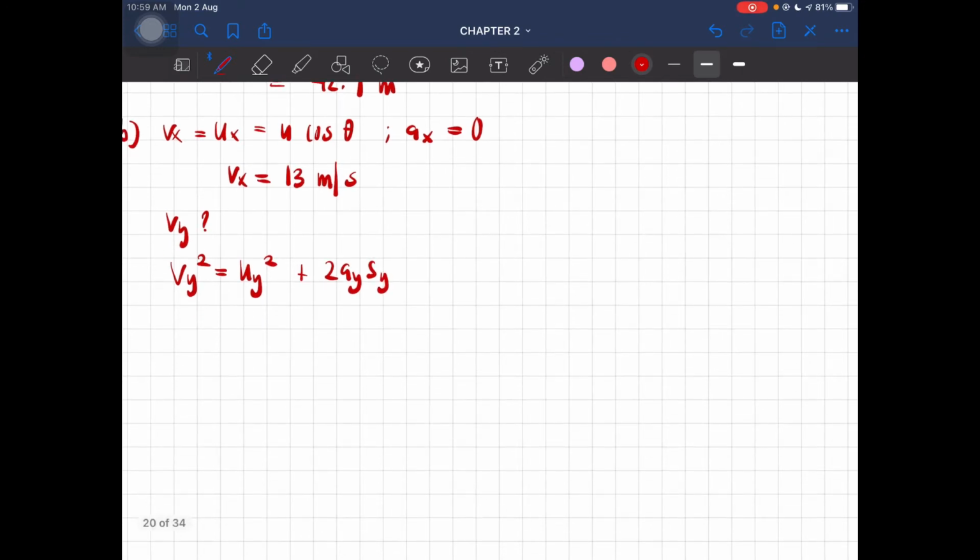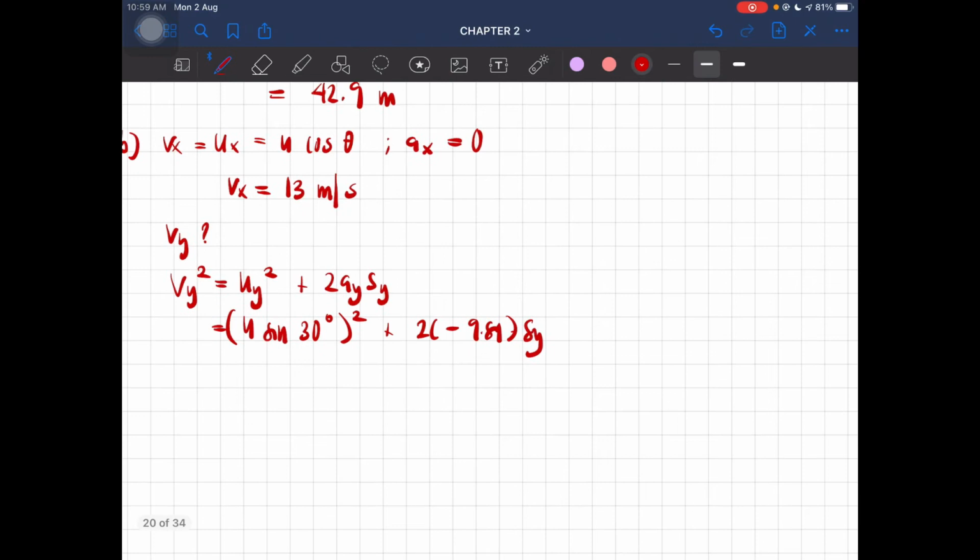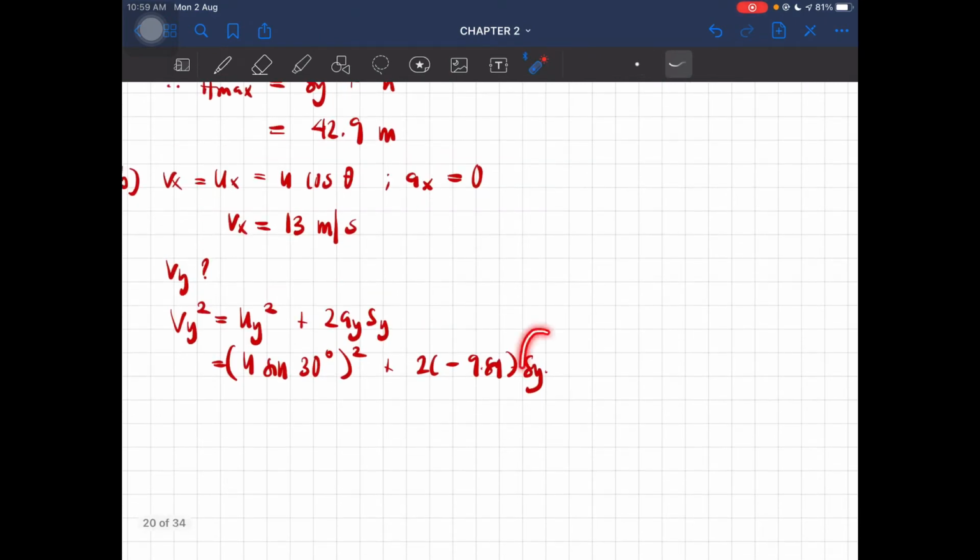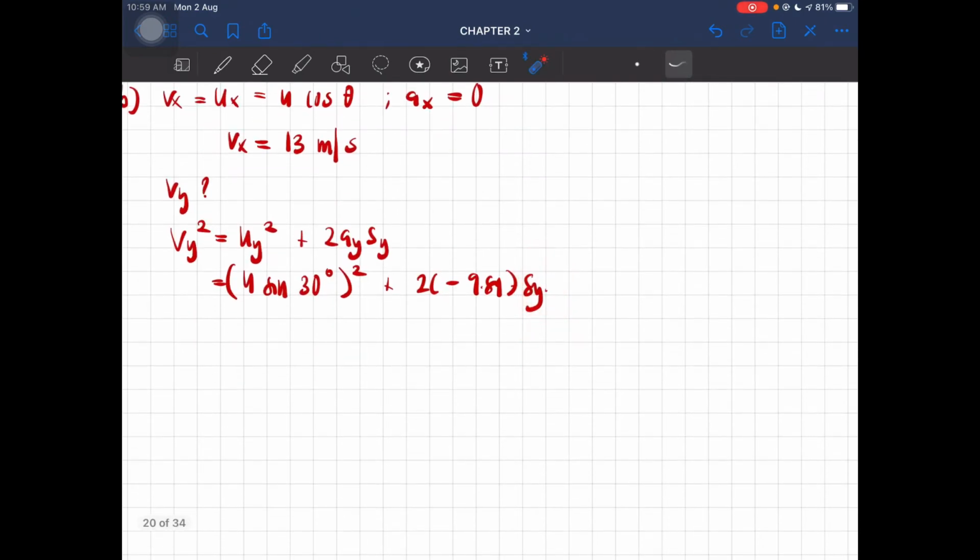Okay, so uy is u sine 30 degree, which is our theta, squared, minus 2 times 9.81. Then we have our sy that we already calculated just now. The sy we are using is our h. Okay, so this one would be our height of the building.